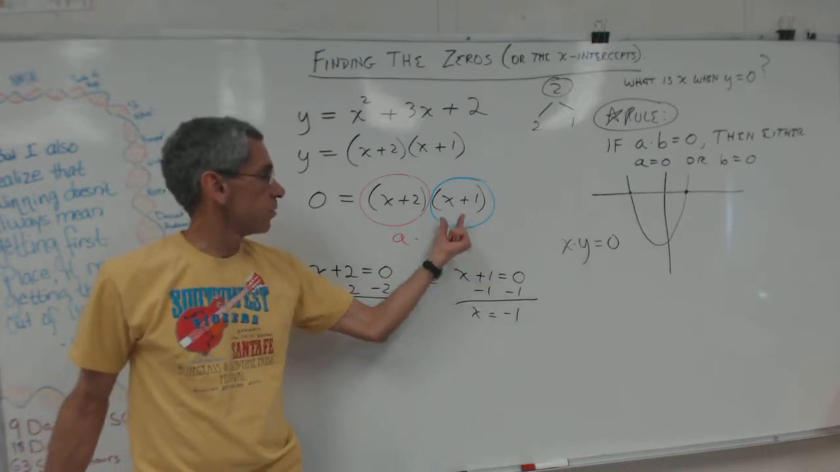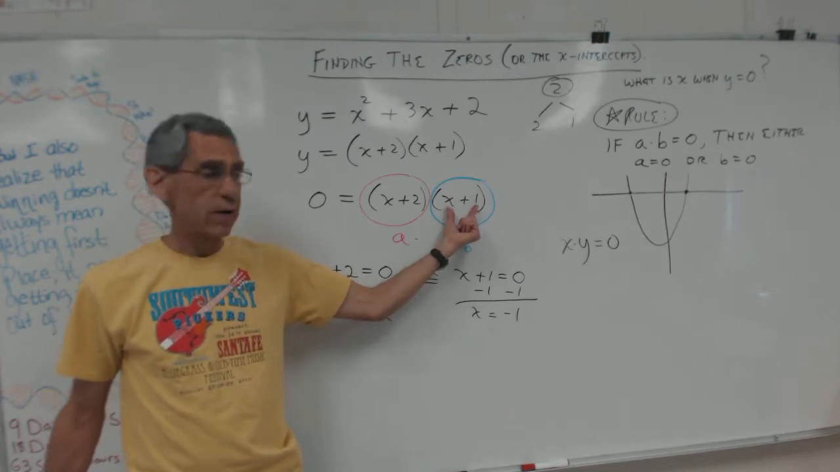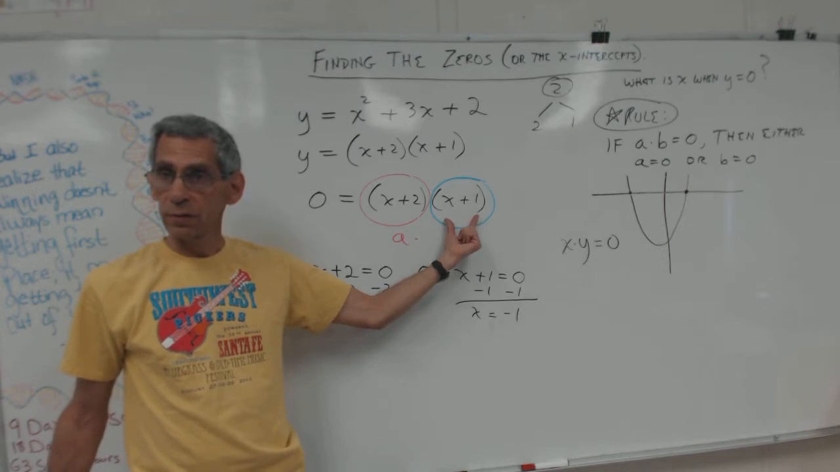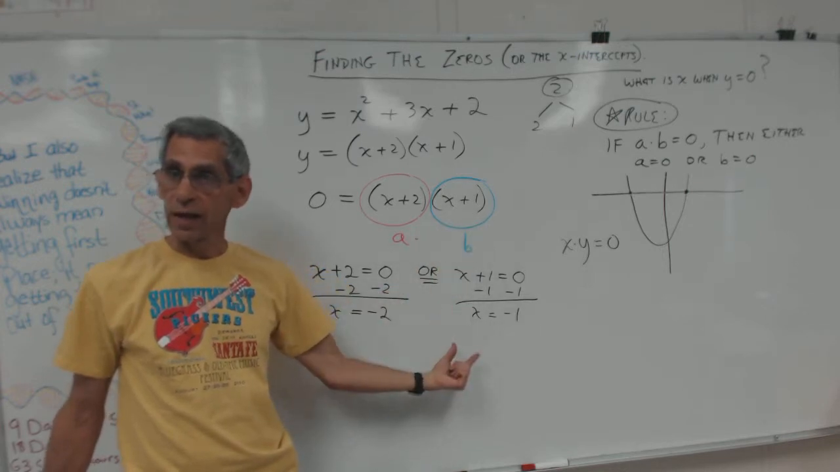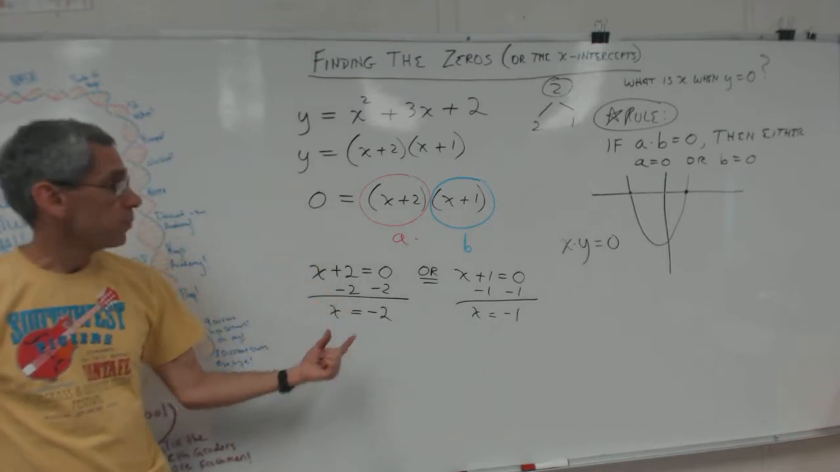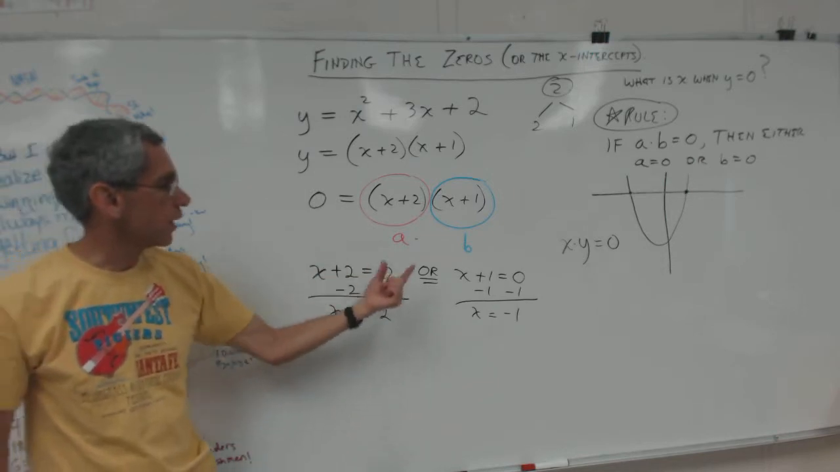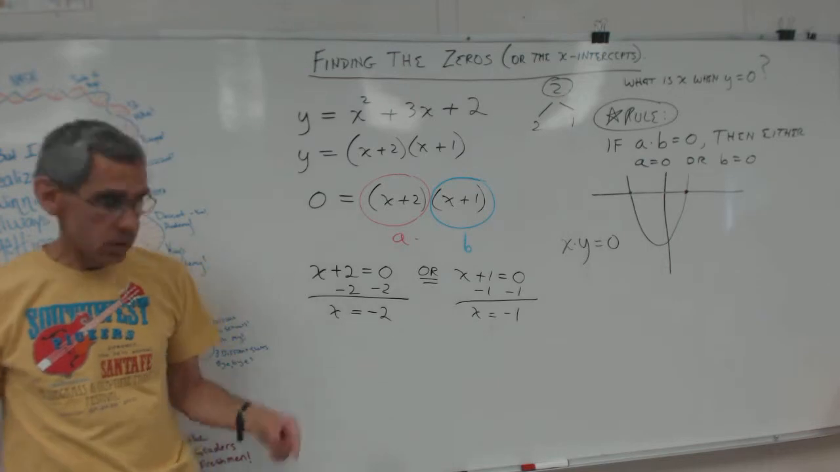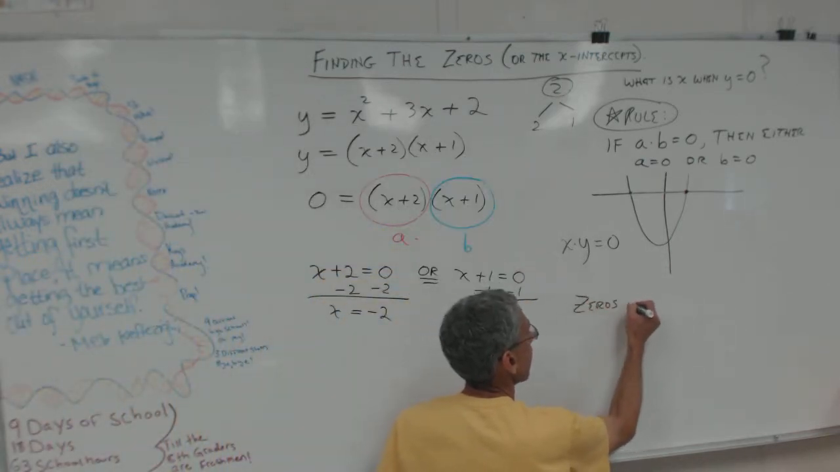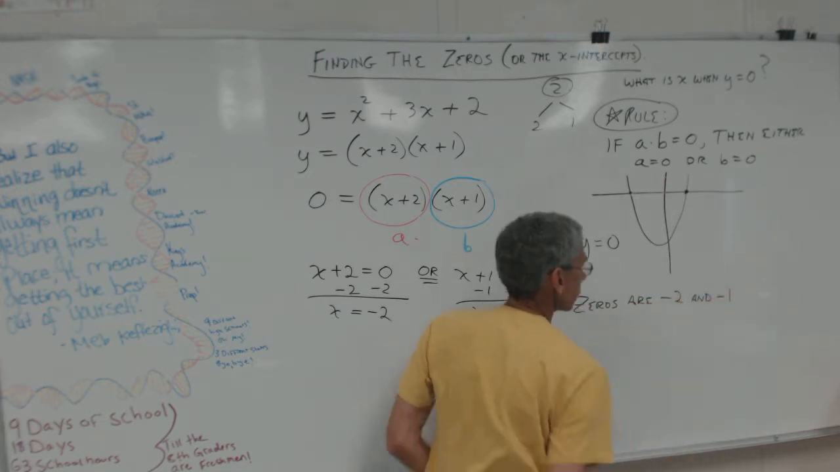If I plugged negative 1 into this, would that be 0? Emily? Yes. That's what we're saying. Negative 1 then is a 0, right? It would make a times b equal to 0, basically, right? So my zeros are negative 2 and negative 1, okay?